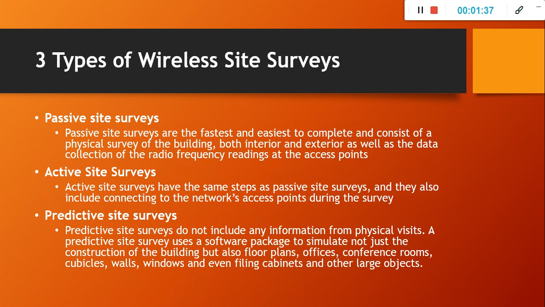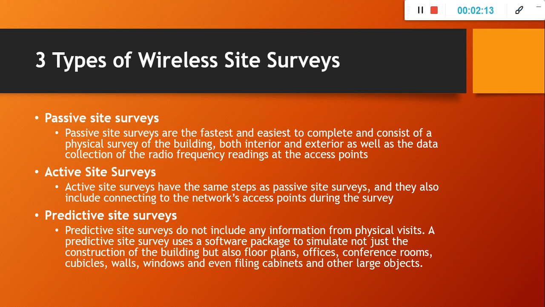Sometimes it's also important to do that. And basically, there are three types of wireless survey. The first one is the passive site survey. Passive site surveys are the fastest way to do a wireless survey. It consists of the physical survey of the building, both interior and exterior, as well as the data collection of the radio frequency reading at the access point.